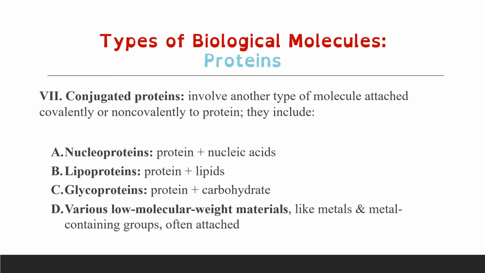Next, we have the conjugated proteins, which involve another type of molecule attached covalently or non-covalently to protein, and they include the following. First, you have the nucleoproteins. These are a combination of protein and nucleic acids. You also have the lipoproteins, which are made up of proteins and lipids. You also have the glycoproteins, for proteins and carbohydrates, and the last one would be various low molecular weight materials like metals and metal-containing groups often attached.